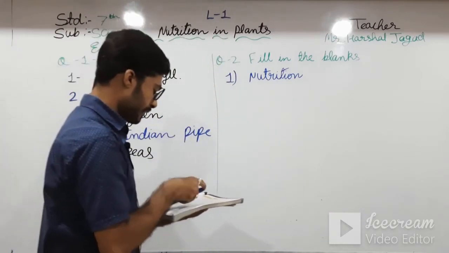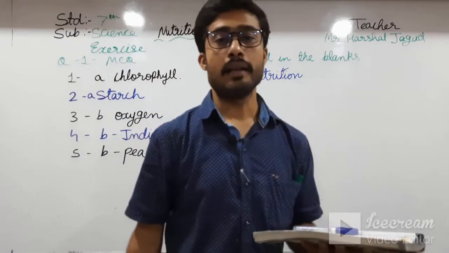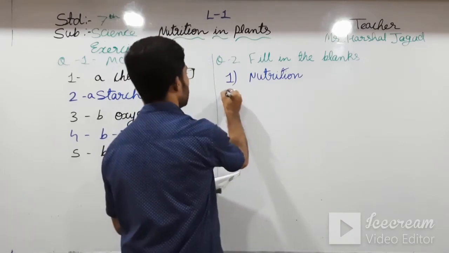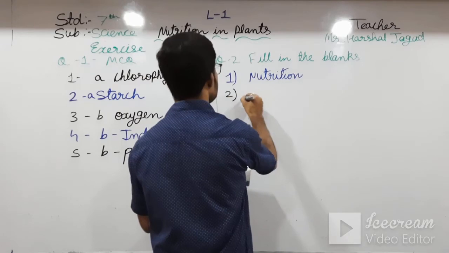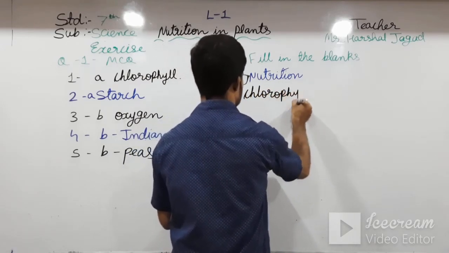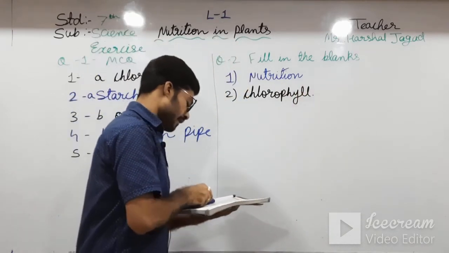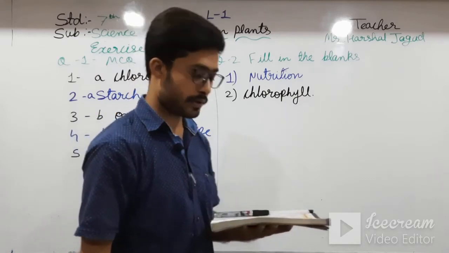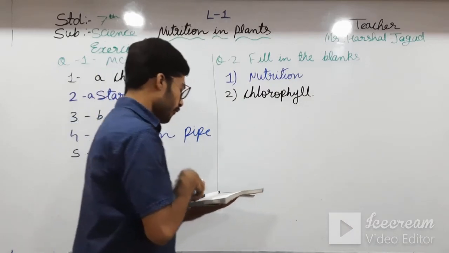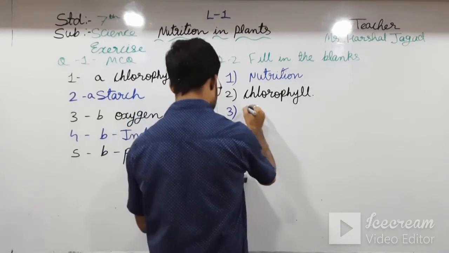Next, the second one: dash is the green pigment present in the leaves of plants, that is chlorophyll. Chlorophyll. Third one: the dash carries food produced in the leaves to all the parts of the plants, that is phloem.